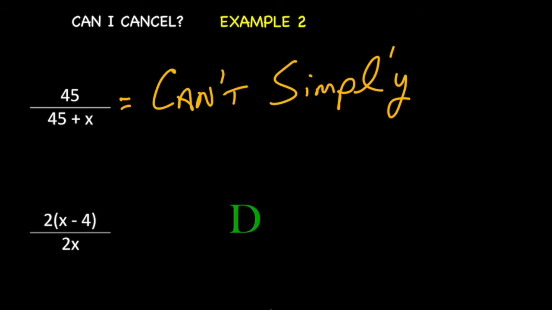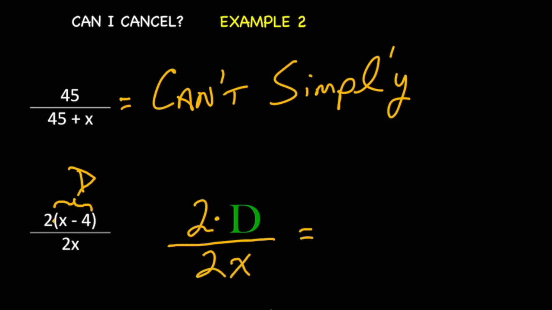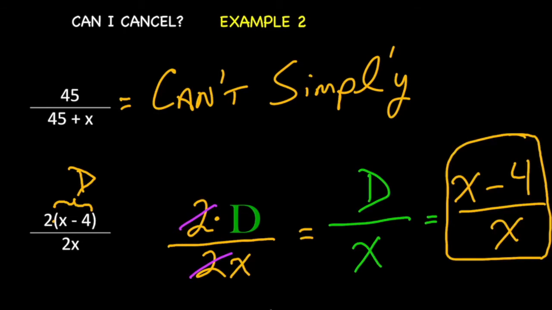Expression on the bottom. We have a multiplication sign between the 2 and the x minus 4. I'm going to think of this entire parentheses as a single unit. I'm going to call it capital D. Therefore, I have 2 times D over 2x. It's clear to me now, when it's written in this fashion, that I am allowed to cancel these 2s. I now am left with capital D over x, and can I just simply reduce that? We can't. The minus sign prevents us from doing so.